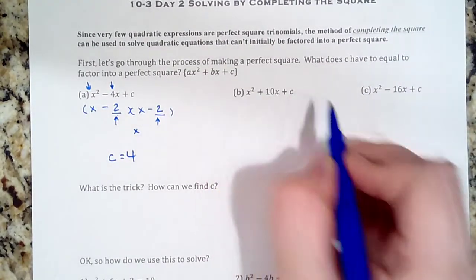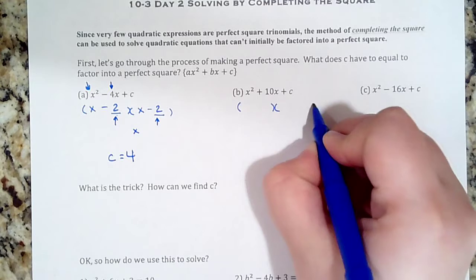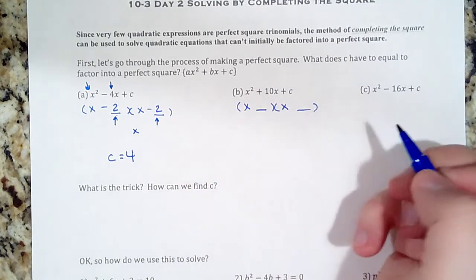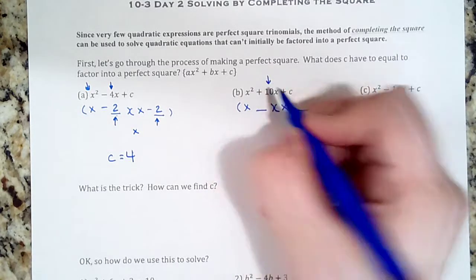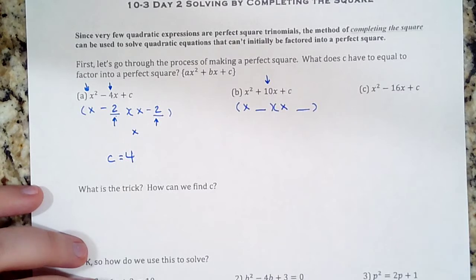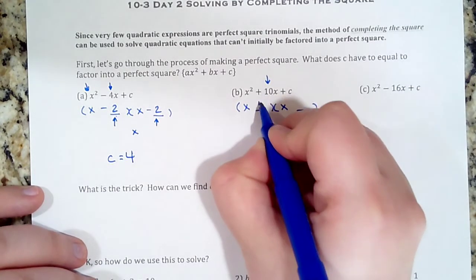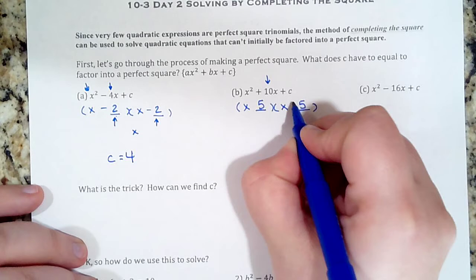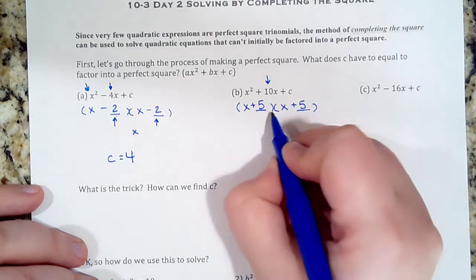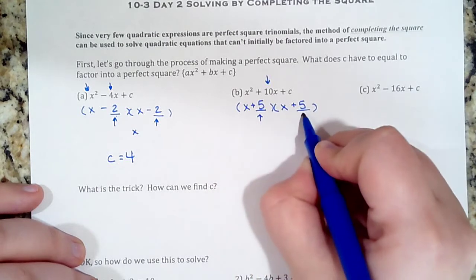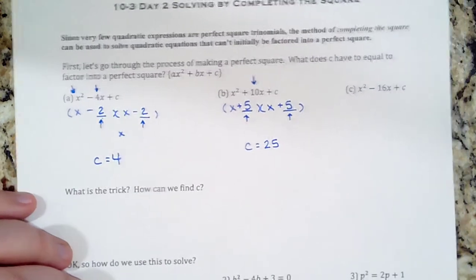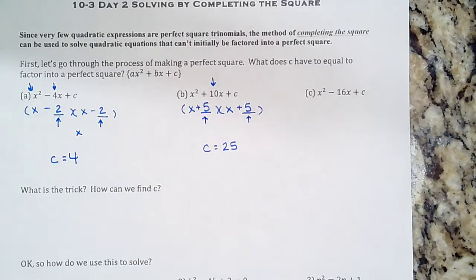I have x squared plus 10x plus c. When I throw it into my parentheses, I'm going to have x, and now I need to figure out what number, when added to itself, adds to 10. Well, 10 divided by 2, to split it down the middle, is 5. So 5 and 5, when I add them together, makes a positive 10. To get to that c, I need to multiply these numbers. So in this case, c is 25. Hopefully you're seeing a pattern. Try the last one on your own real quick.